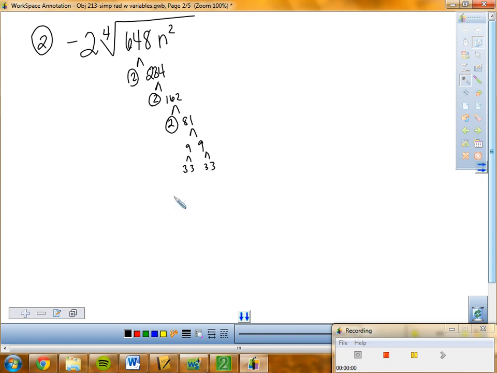and 3 times 3. So here I have 3, 3, 3, and 3. So I have factored all of my primes. Now I need to expand my variables.